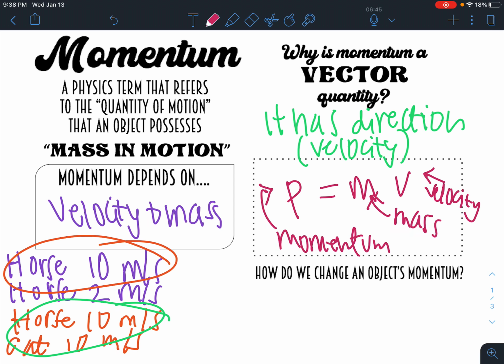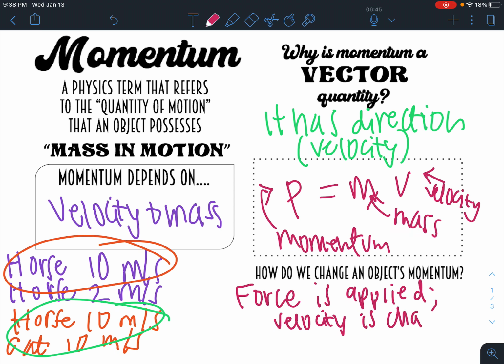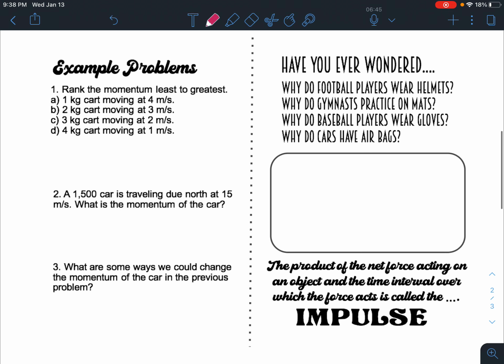Okay, so lastly, how do we change an object's momentum? You need to think back to dynamics and Newton's first law, which says an object that is in motion will continue to move at a constant velocity unless it's acted on by an external force. So the object's momentum is going to change when a force acts on it. A force is applied, velocity is changed, and when the velocity is changed, you know that the momentum has to be changed as well.